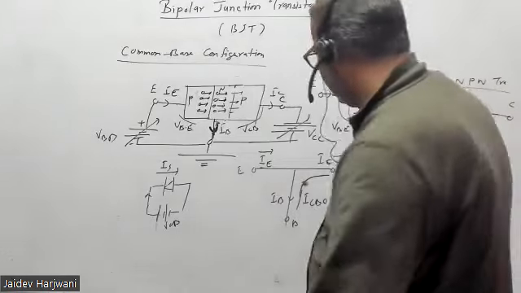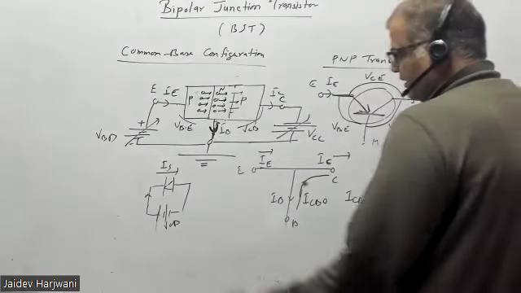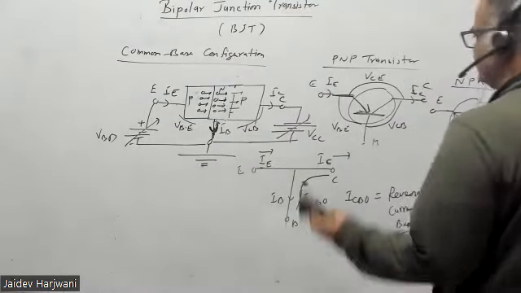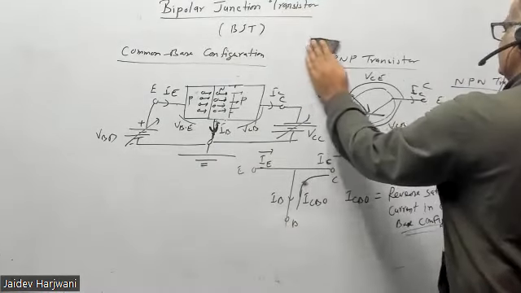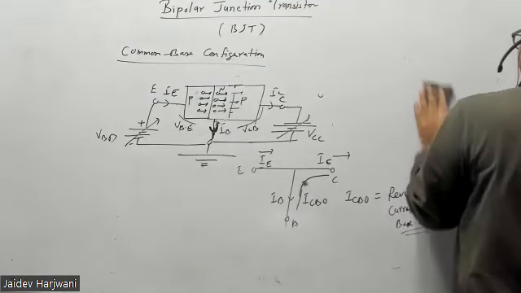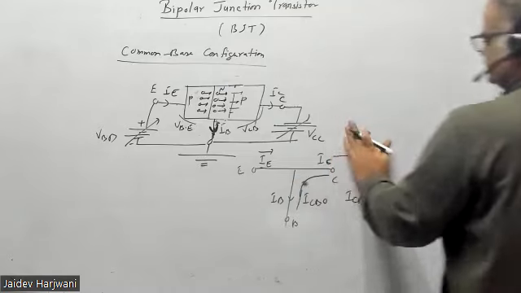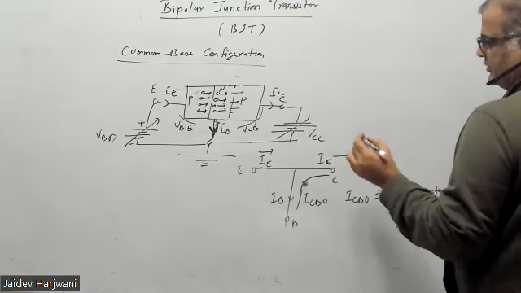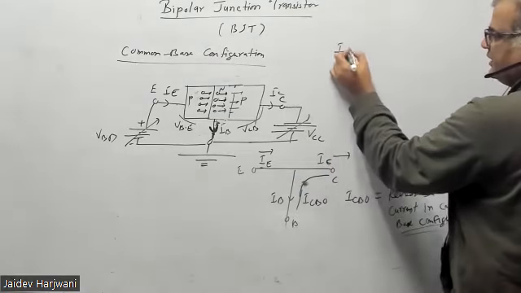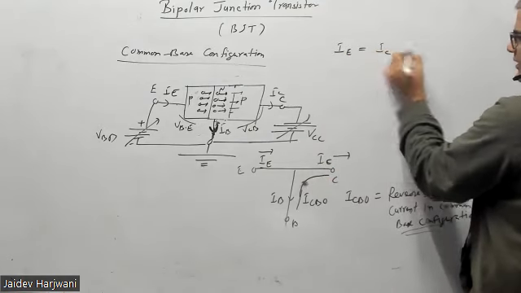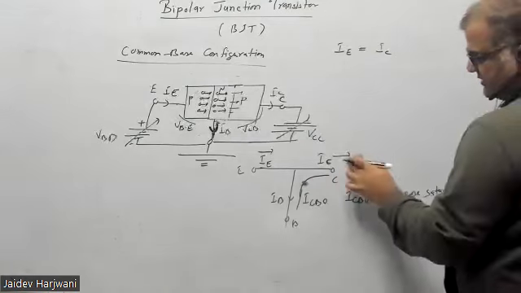Now let us write the fundamental current equation for the transistor. So basically, IE is equal to IC plus IB.